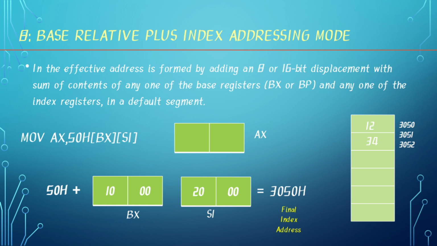This address has some data, and that content is moved to the AX register. So 3050 has 12 and 3051 has 34. They are moved to the AX register, the AL and AH registers. So these are the base relative plus index addressing modes. So thank you.